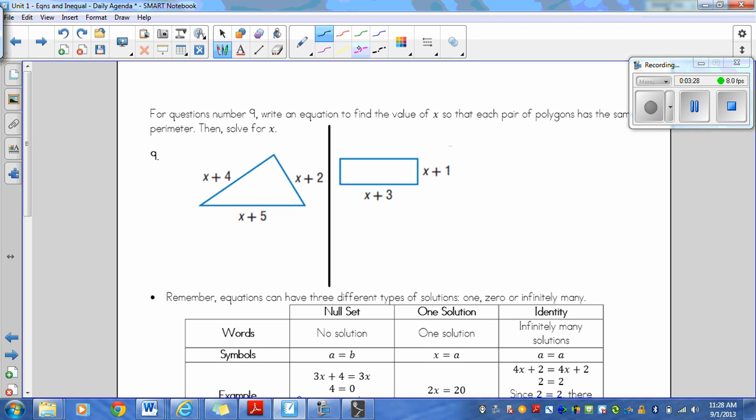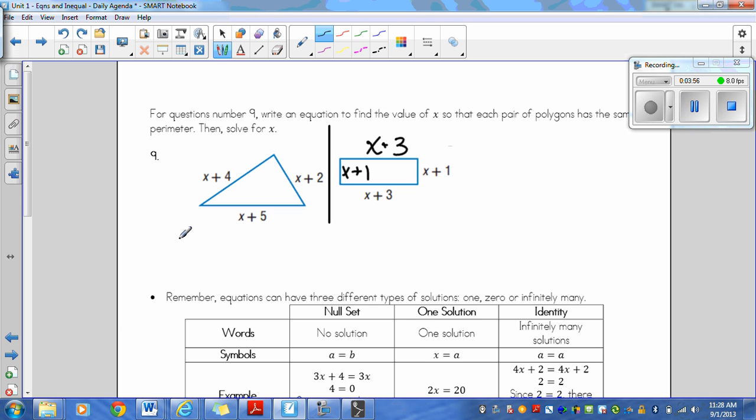The way to think about this is that since the same sides are on the top and bottom, this is also x plus 3. And since the same sides are on the left and the right, the left-hand side is also x plus 1. And you want to figure out when these two perimeters are the same. Remember, perimeter means that you add up all the side lengths to find the distance around the outside.